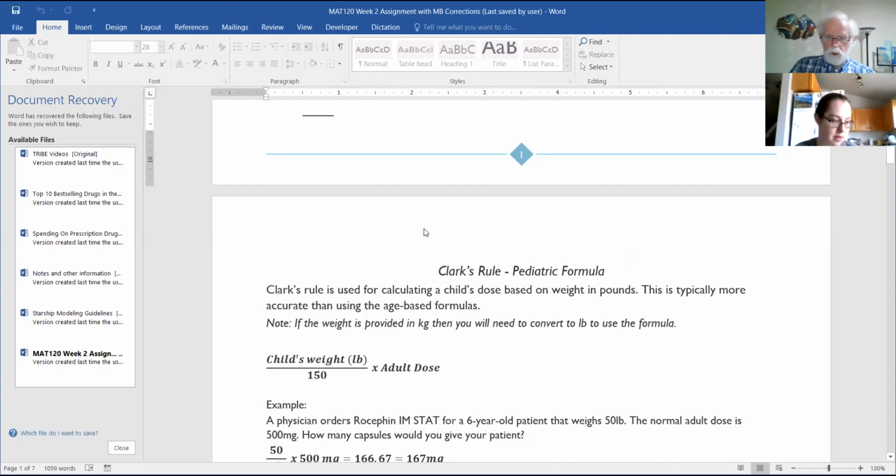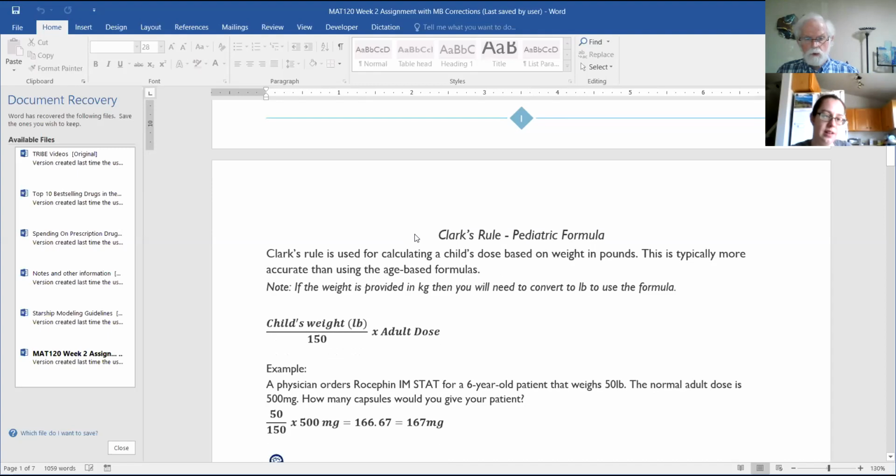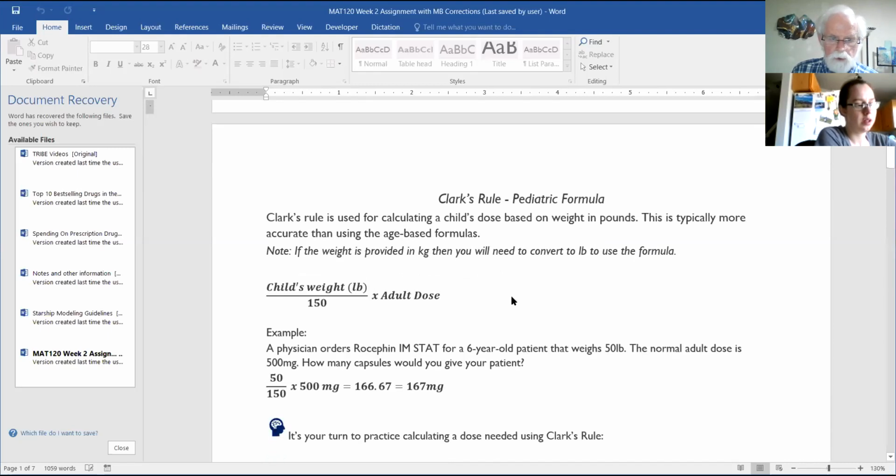So you have a judgment to make, but it's pretty obvious for most kids that they're smaller. There are several different ways we use and several different rules that have been developed for calculating and reducing these doses. One of them is called Clark's rule, and this is an example of Clark's rule: the child's weight in pounds divided by 150 pounds times the average adult dose.